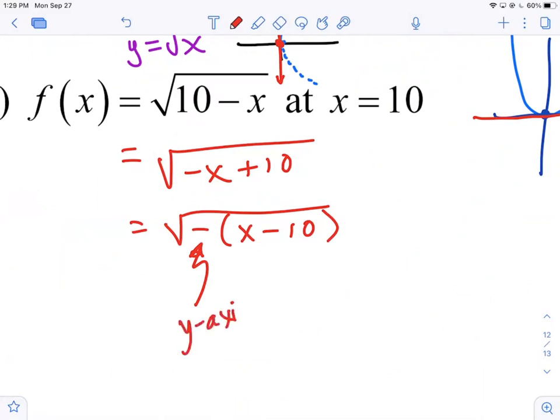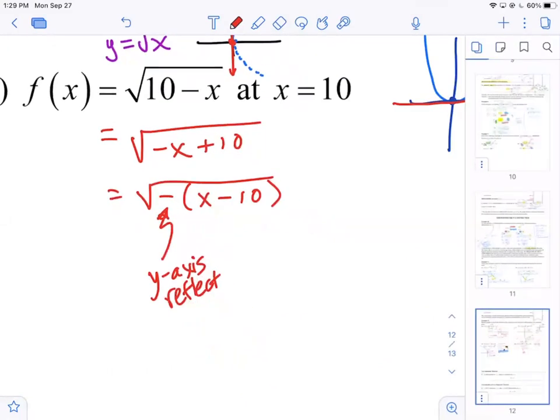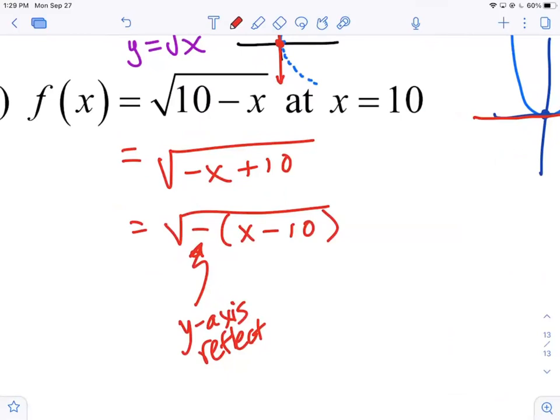Y-axis reflection. Good. It's real easy if you think about what it's doing. It's a negative in front of your x values. So take two x values, like this, side by side, and say they're now the opposite of each other, right? Negative 5 becomes positive 5. Positive 5 becomes negative 5. They switch across the y-axis. And then, of course, the minus 10 would be right 10.